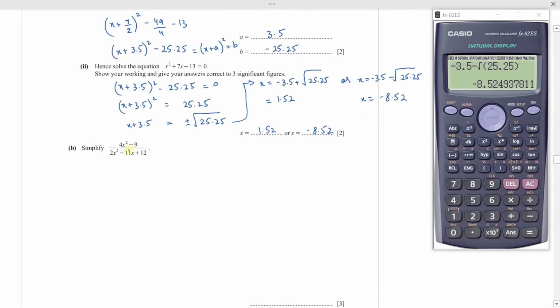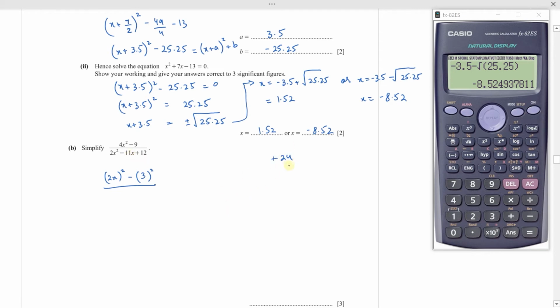The next part is you have to simplify this expression. So I can write 4x square as 2x whole square, minus 9 can be written as 3 square. And in the denominator, I will multiply this constant value with the coefficient of x square, which is 2. So positive 12 multiplied by positive 2 gives me 24. So now I need factors of 24 that add up to 11, because this is positive 24.